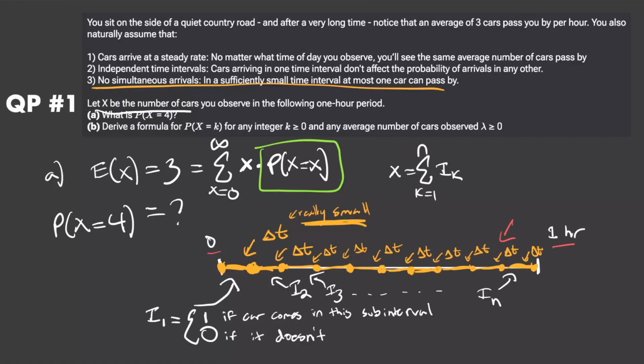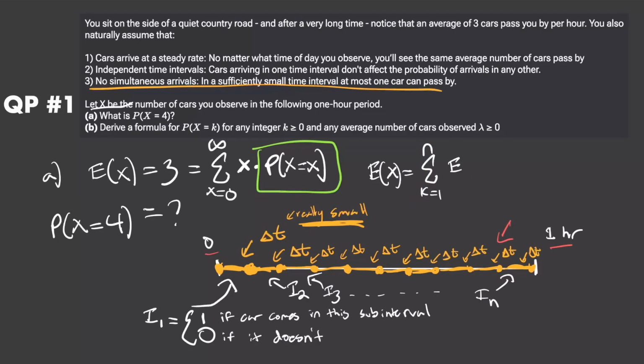That's just again because X is the number of cars that we observe in 1 hour. So if we split that hour up into a bunch of disjoint little subintervals delta t, then we just sum up: did a car come in this interval? Did a car come in this interval? Did a car come in this interval? And when we do that, we're just going to get X. So now when I take the expected value of X, that's just equal to the expected value of the sum of these indicators, which by linearity of expectation is just equal to the sum of the expectation of the indicators.